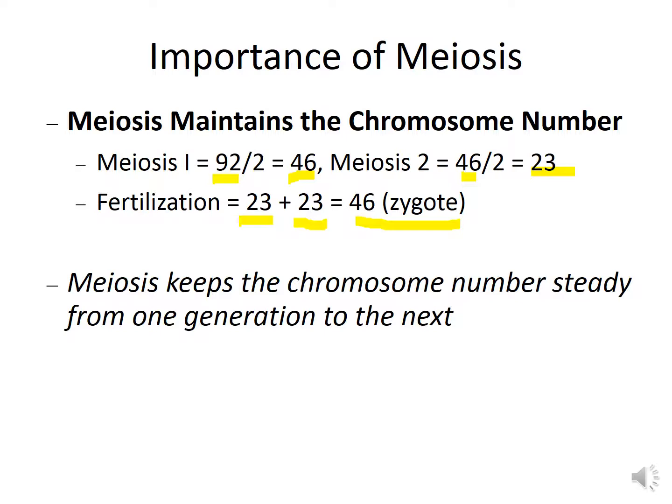So by taking the chromosome number down by half through meiosis, we ensure that each generation of human beings is going to have somatic cells with 46 chromosomes. And that makes it much easier to manage.